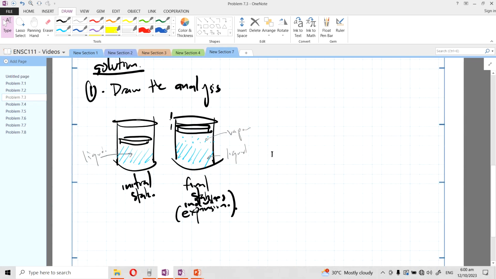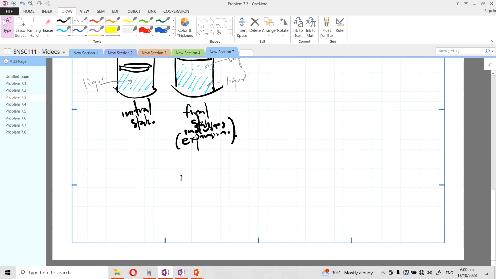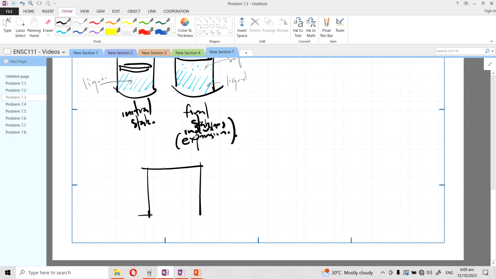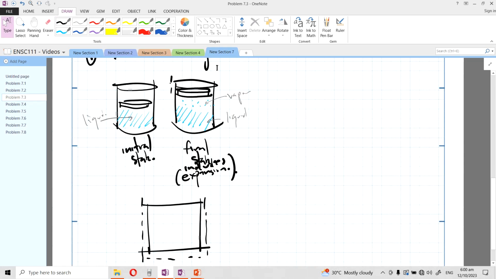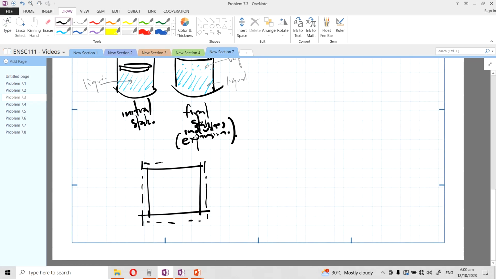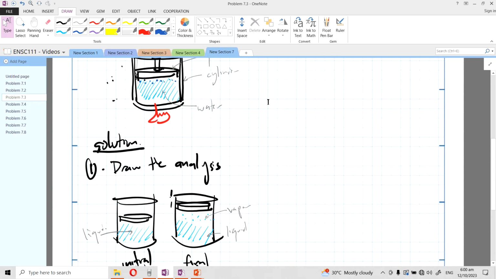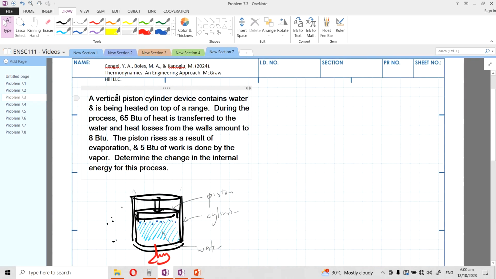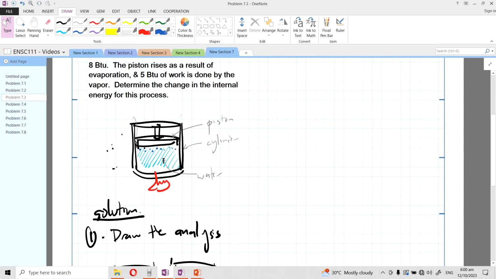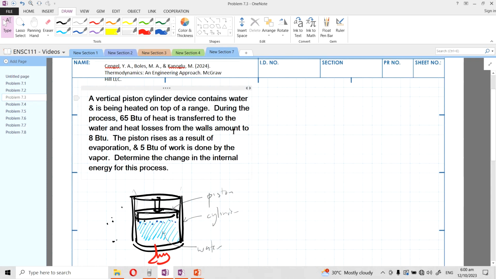Okay, so next is we'll select the system. So the drawing of your system. Now, what is the system? Is it the piston, the cylinder, or is it the piston plus cylinder, or is it just the water? So again, this is just water. Right, so we'll choose water because there's not much data about the containers, so commonly it's the substance.